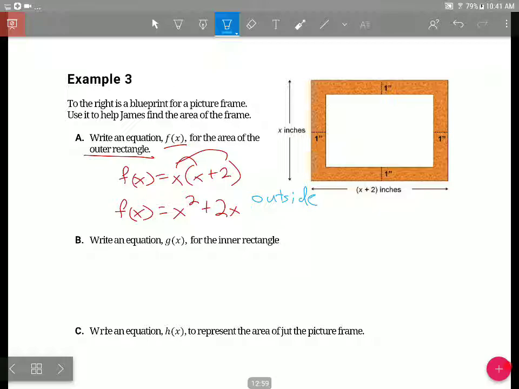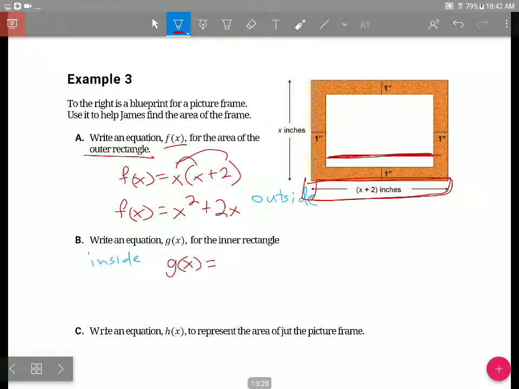All right, write an equation g of x for the inner rectangle. So this is the inside. So again, a rectangle, what's the area of a rectangle again? It's base times height. There you go. So question. Let's figure out the base. If this is x plus 2, what would this right here be?